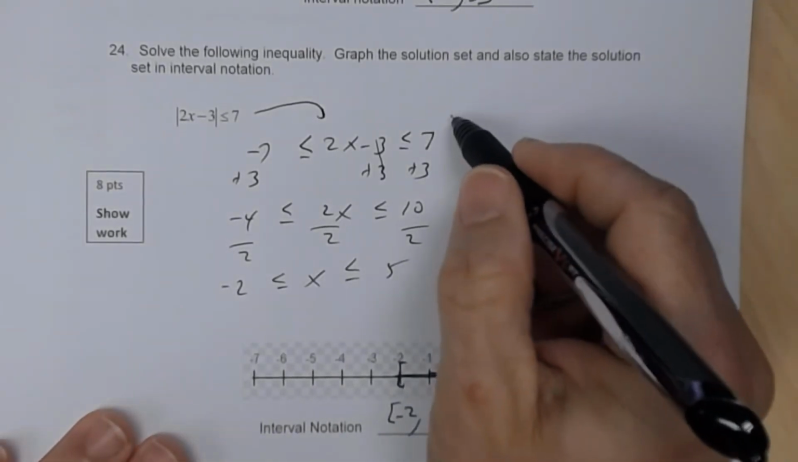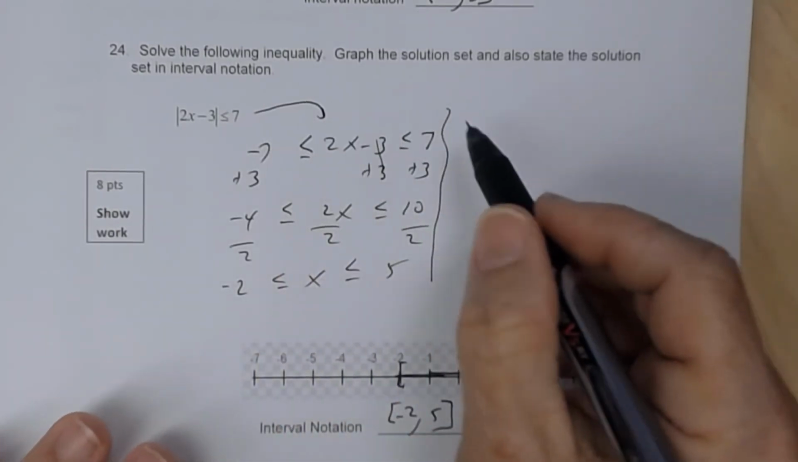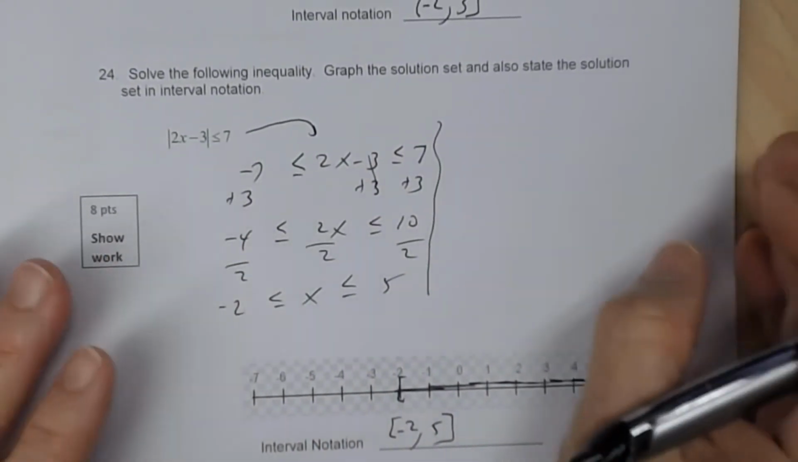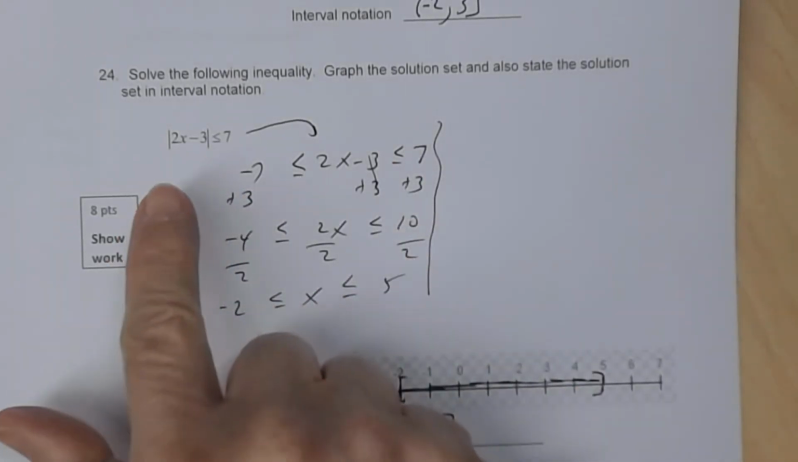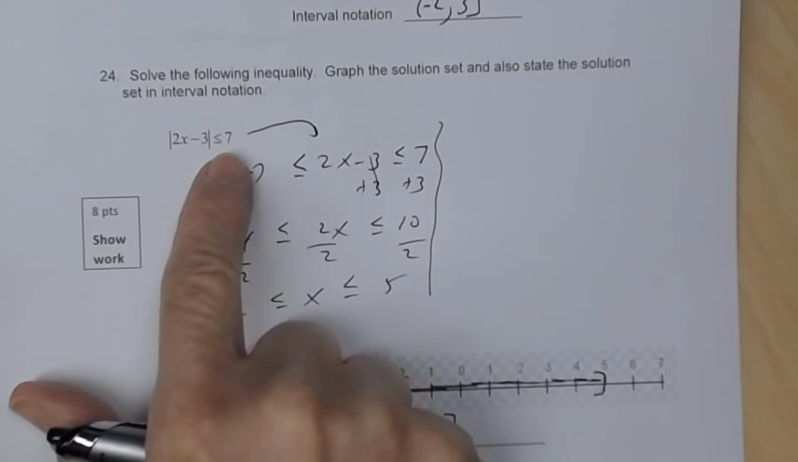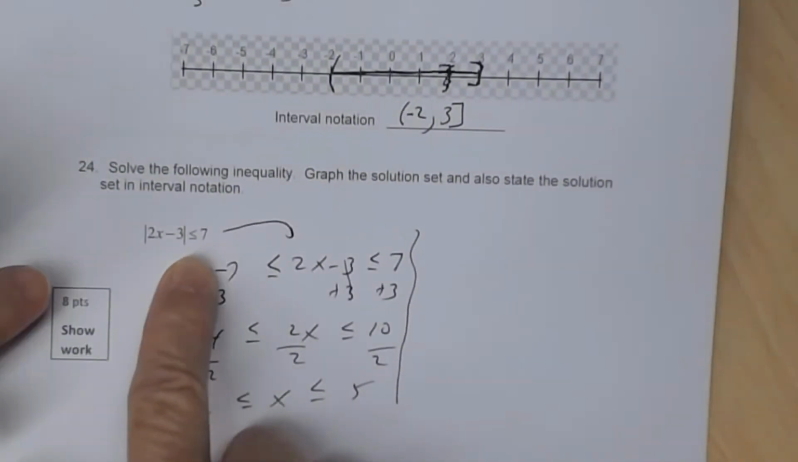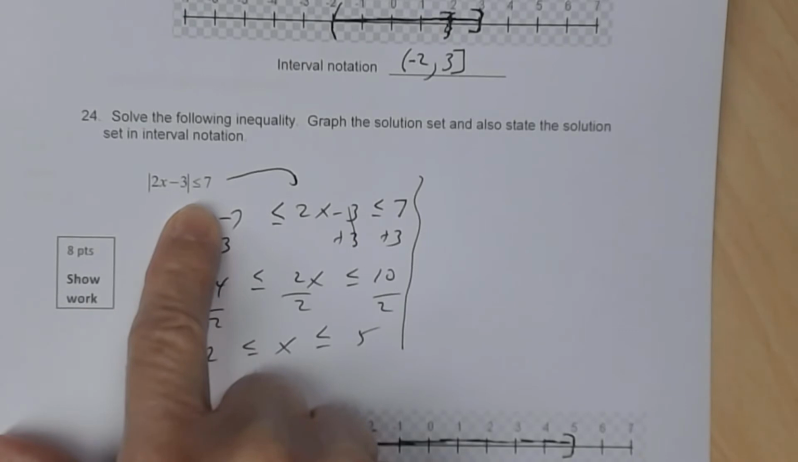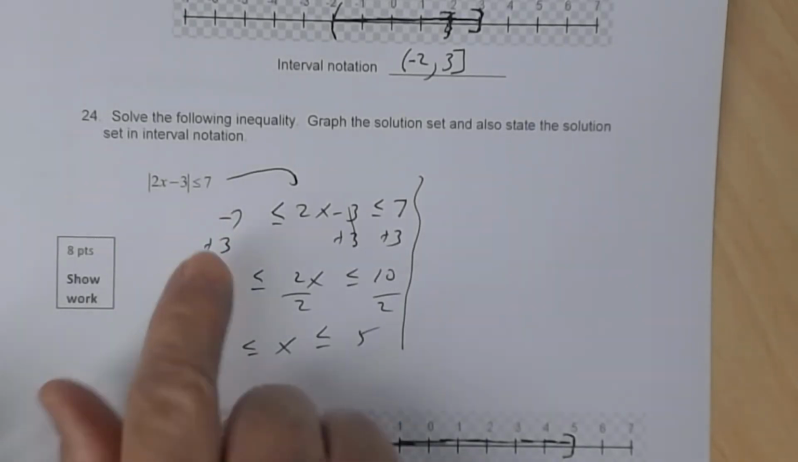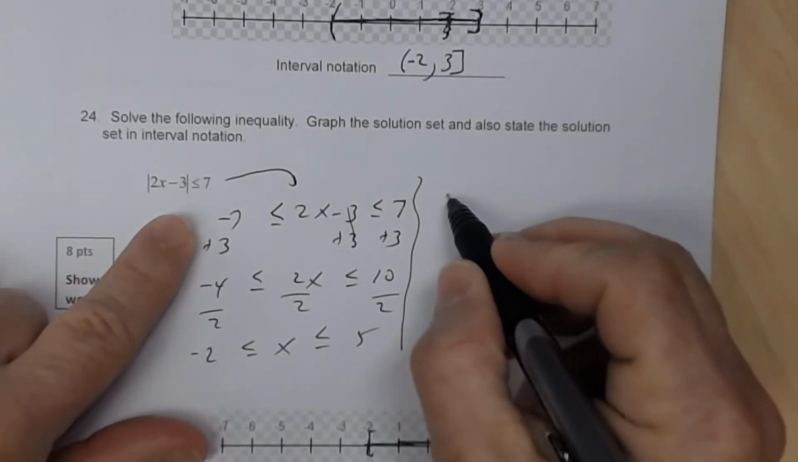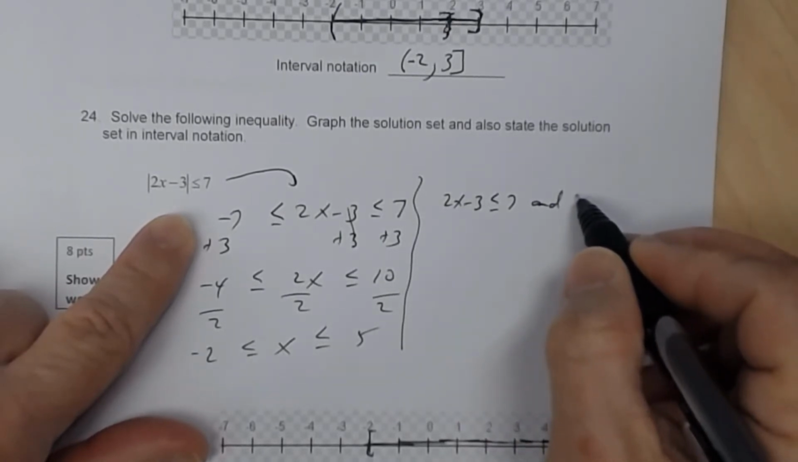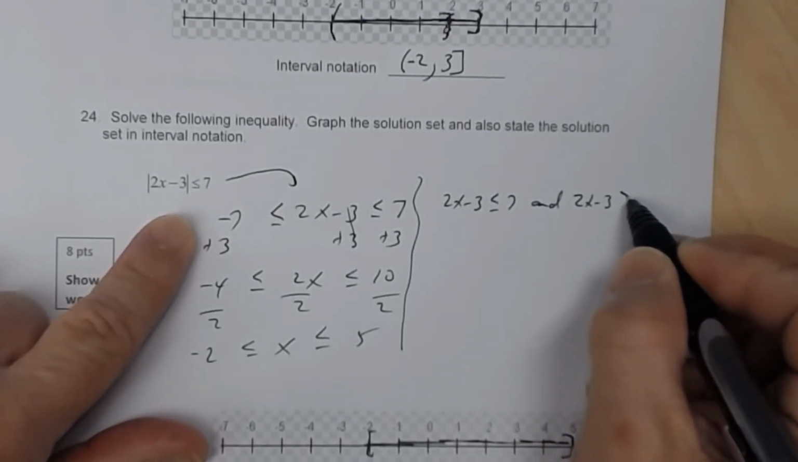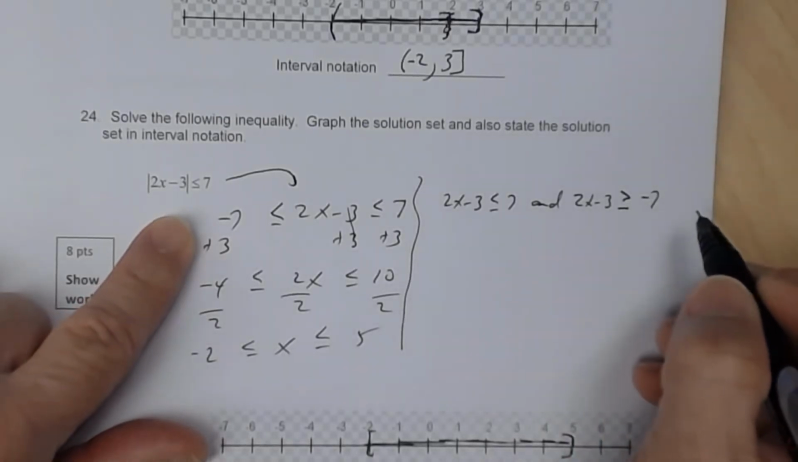Now just to remind you, another way you could have done that was writing as two separate inequalities, but you got to be careful. Remember, when you solve an absolute value inequality that has only one inequality symbol, that's where you either use an or statement or an and statement. If it's a less than, that's an and statement. So this becomes 2x minus 3 is less than or equal to 7, and at the same time, 2x minus 3 has to be bigger than or equal to negative 7.